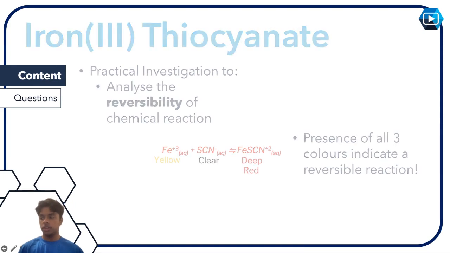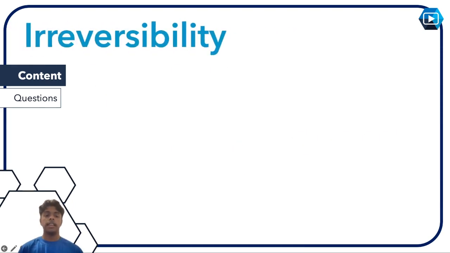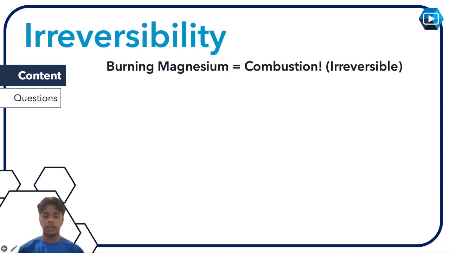All right. Now we're going to analyze the irreversibility of particular reactions. The first thing that we're going to look at is burning magnesium. Now, what is burning magnesium? In essence, it is a combustion reaction, and combustion reactions are irreversible.